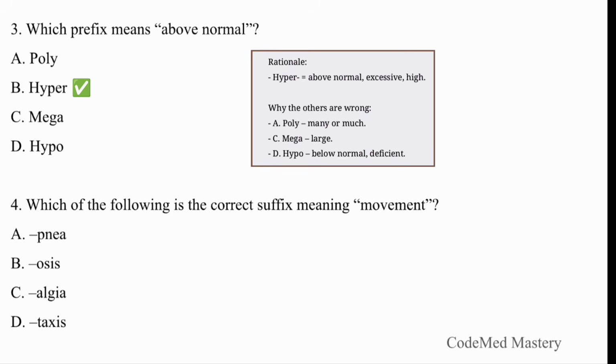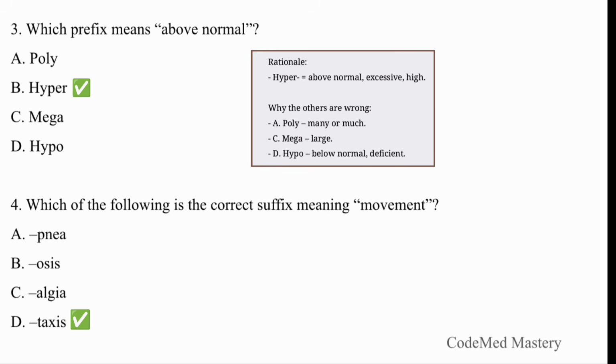Fourth question. Which of the following is the correct suffix meaning movement? Option A, nia. Option B, osis. Option C, algia. And option D, taxis. The right answer is option D, taxis.